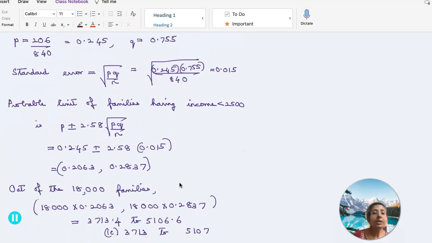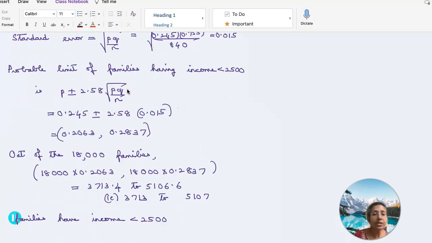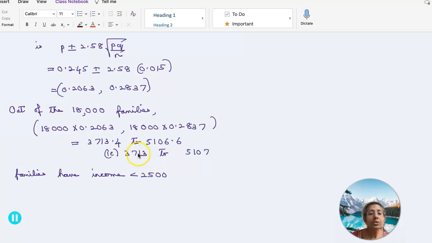You have to find the probable limit of families having income less than 2,500. That is p plus or minus 2.58 into root pq by n. Substituting, you get 0.2063 and 0.2837, and you have to find this out of the 18,000 families, so you multiply each by 18,000. Why are we doing this? Because we have to find how many of these 18,000 families have a monthly income of 2,500 or less. So multiplying, you get 3,713 to 5,107 after rounding it off. So many families have income less than 2,500.